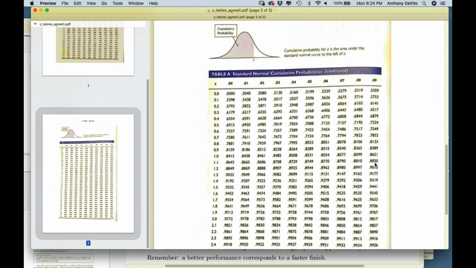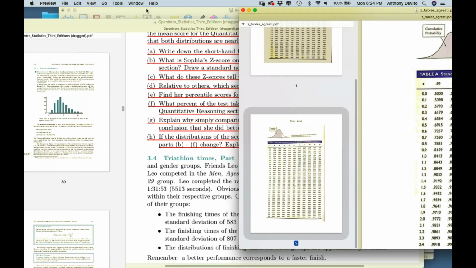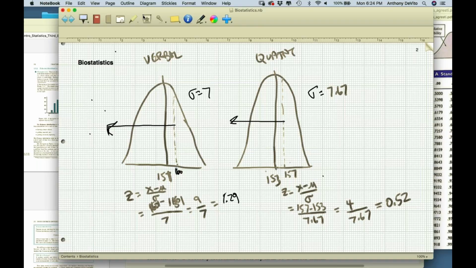Looks like 0.9015. So that looks very much like I was just describing it. 0.9015, I think it was. Right? Well, what does that tell you? That tells you that only 10%, or one minus this, of the students scored better than her. So she is in the 90th percentile. Now I'm going to ask you to tell me what percentile she was in on the quantitative exam.